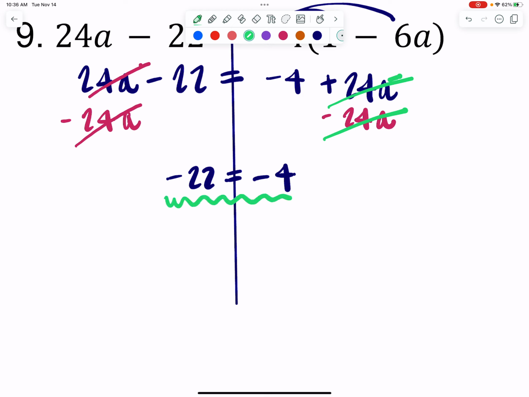Guys, I don't know about you, but I'm pretty sure that negative 4 degrees is way warmer than negative 22 degrees. There's no way those are the same temperature outside. No way in the universe it's possible that negative 22 and negative 4 are exactly the same. So when this happens, you have an equation with no solution.